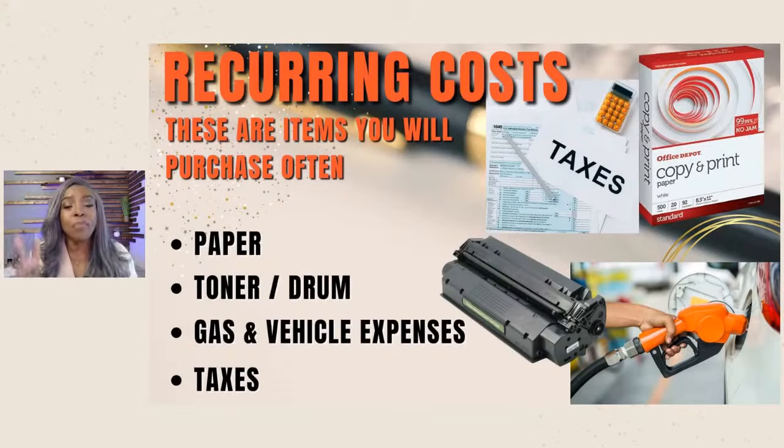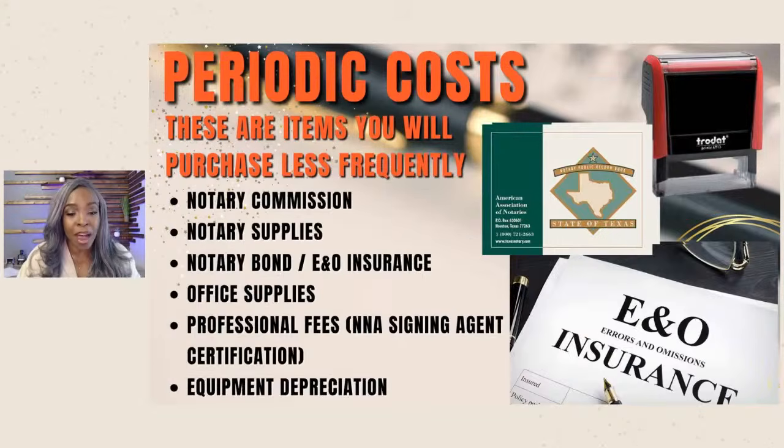Toners and drums for your printer. That is another cost that you're going to be purchasing over and over again all of the time. Gas for your vehicle and other vehicle expenses. That's another cost that you're going to see all of the time. And then we've got taxes. Nobody likes paying taxes, but guess what? You still got to pay taxes. So those are the biggest costs that you are going to easily see coming out of your profits. However, those are not your only costs.